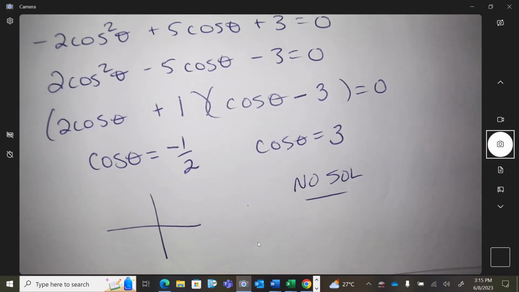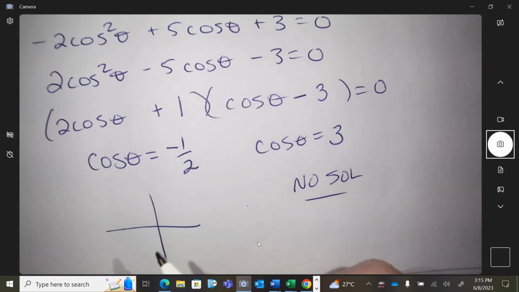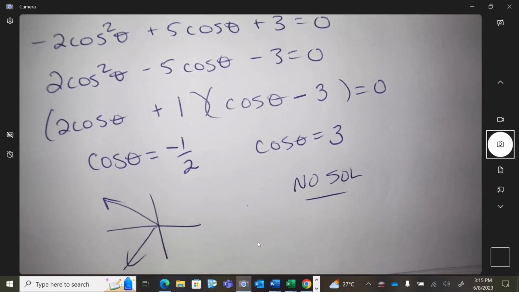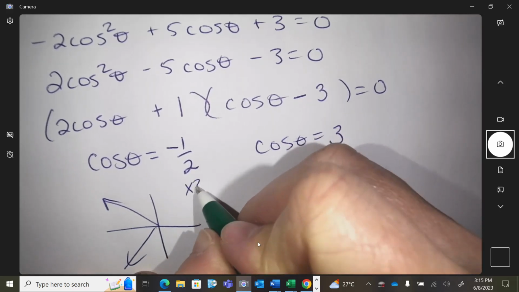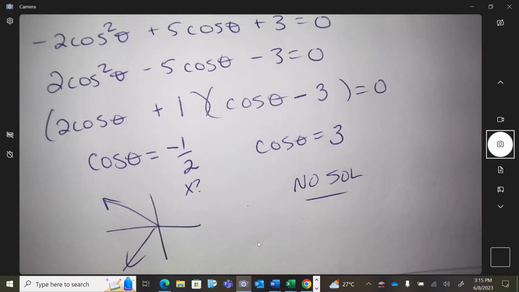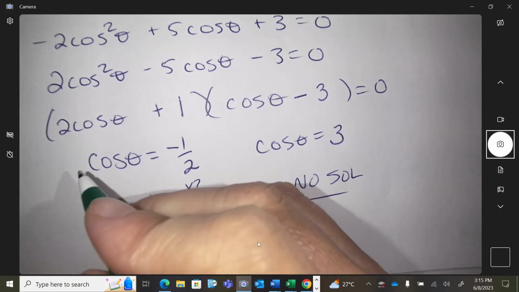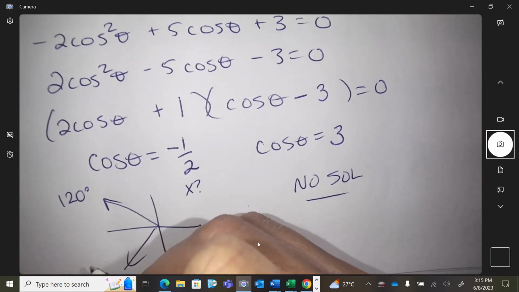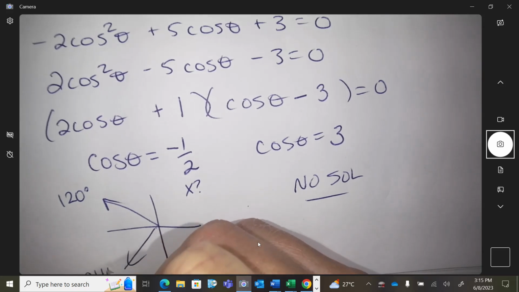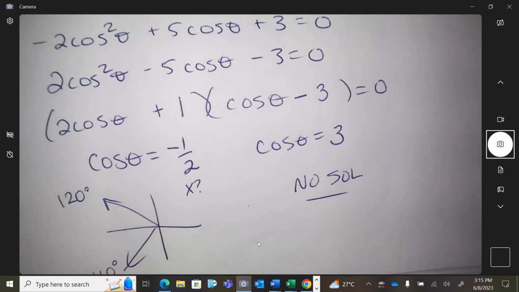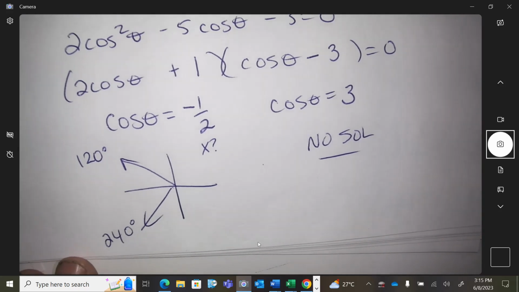This is in what quadrant as a solution? Cos negative. Left a half is an x value that is on my unit circle, so I am not going to touch my calculator. Where is x negative a half? 120 degrees and 240 degrees. Where is x negative a half? Those two.